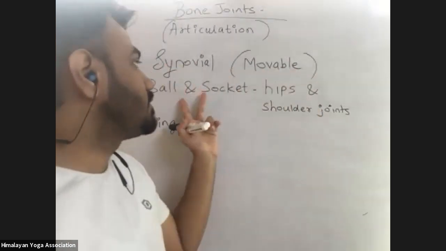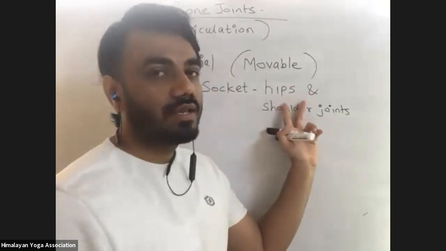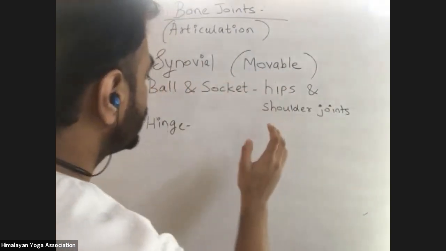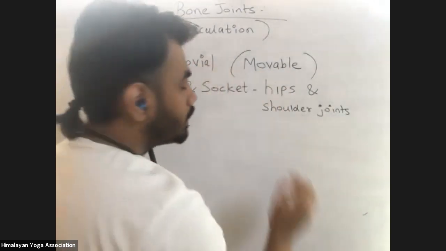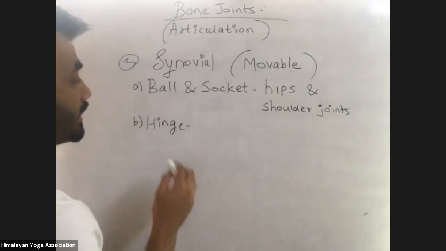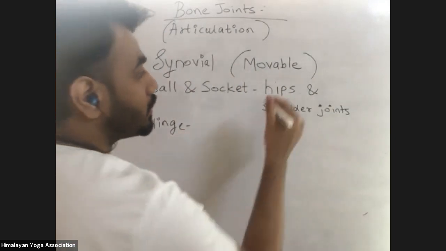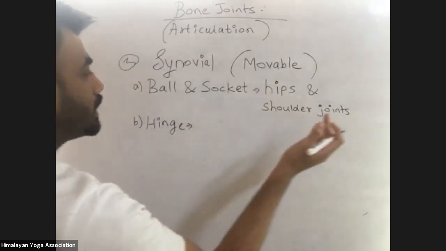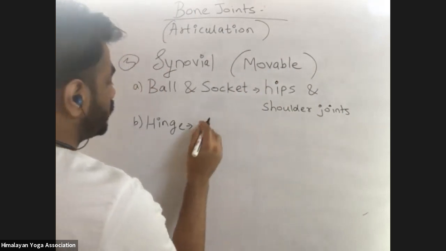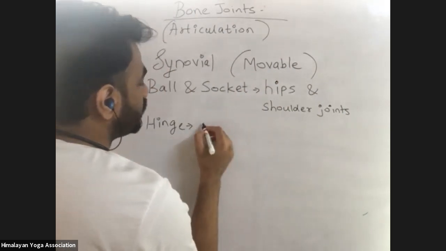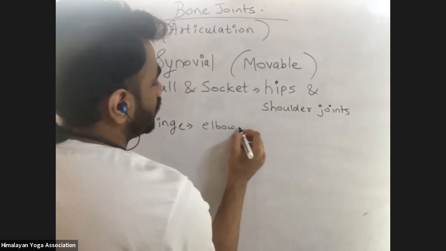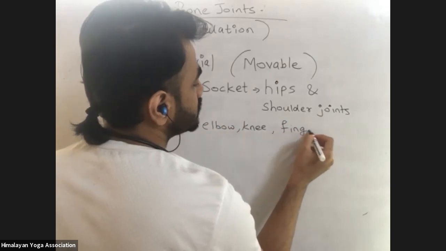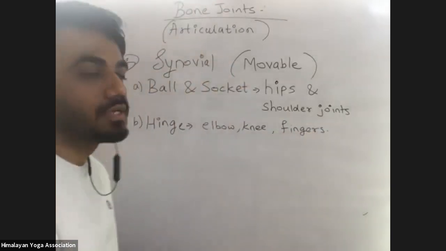In the rest of the body, first we have seen ball and socket. Where do you find this? It's in your hips and the shoulder joints. The next example of the movable bone joints is our hinge joint. The movement is only in one direction. That means you will find this in the elbow. Also, you can find this joint in your knee or in your fingers, in between your fingers.